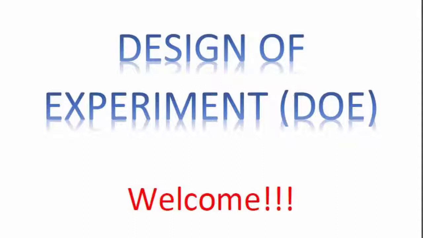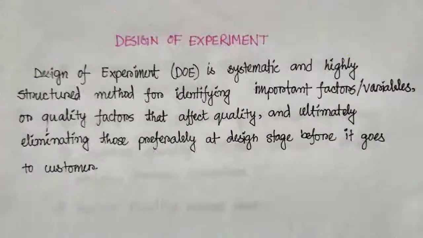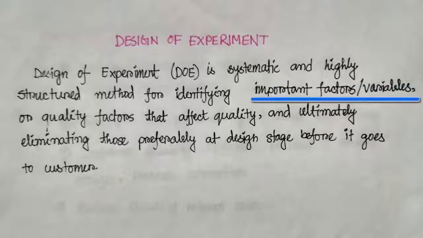So, let's go straight to the definition. Design of experiment is a systematic and highly structured method for identifying important factors, variables or quality factors that affect quality, and ultimately eliminating those, preferably at a design stage before it goes to the customer. So what do important factors denote?